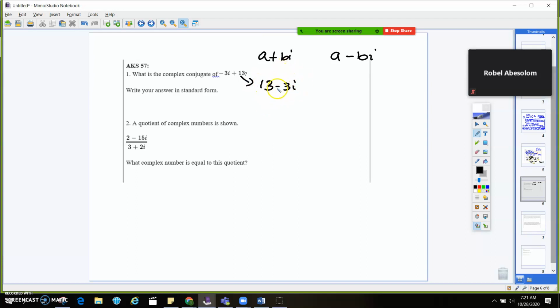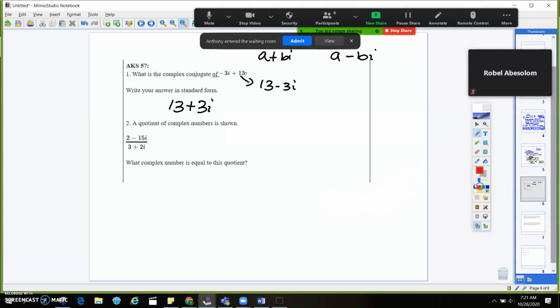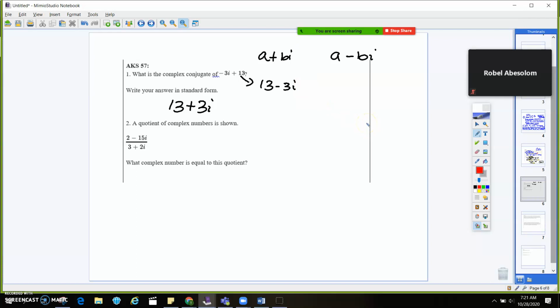So now we're going to make that have the conjugate, right? So we're going to change the sign of the imaginary term, and that means that it's going to be 13 plus 3i. We don't change the sign of the real, just the imaginary term. So the conjugate is when you change the sign of the imaginary term. If it's negative 3i, now it's going to be positive 3i.